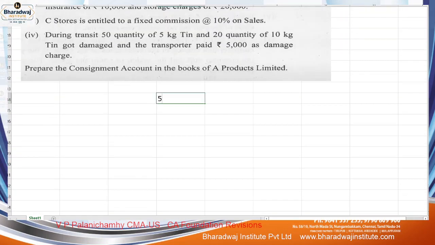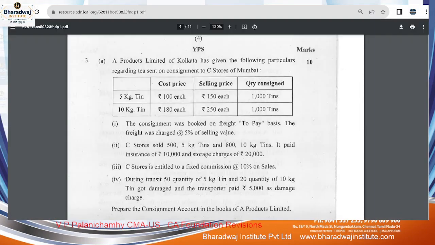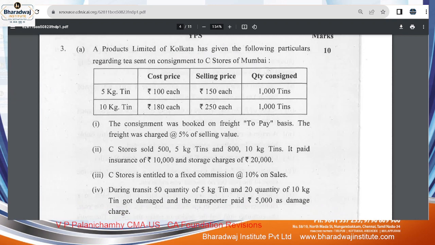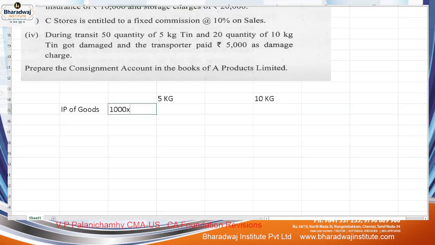We've got 5 kg tins and 2 kg tins. What is the invoice price of goods consigned? 5 kg tins, what is the price? Invoice price of goods consigned? 1000 into 150.